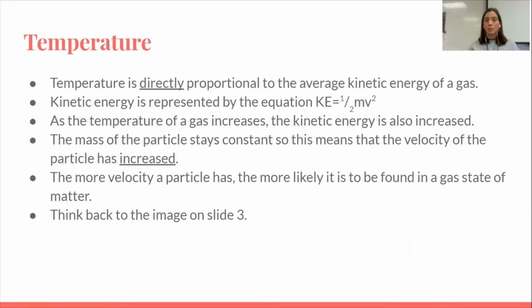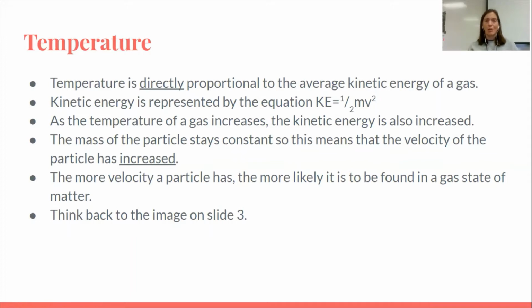All right, next we have temperature, and we've already touched on it a little bit. Temperature is directly proportional to the average kinetic energy of a gas. Kinetic energy is represented by the equation KE equals 1/2 mv squared. This is something you'll learn more about in physics. What you need to know from this is that KE stands for kinetic energy, m stands for mass, v stands for velocity. So on to the next bullet, as the temperature of gas increases, the kinetic energy is also increased.